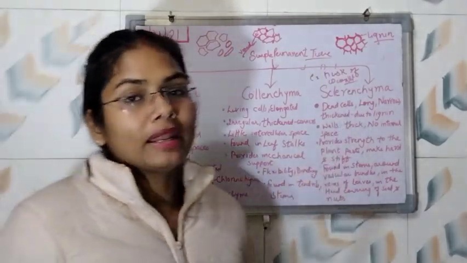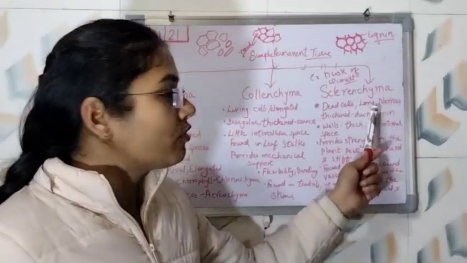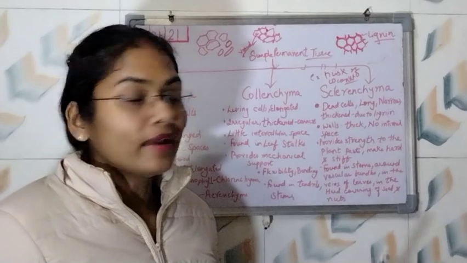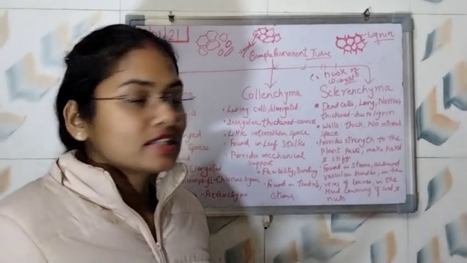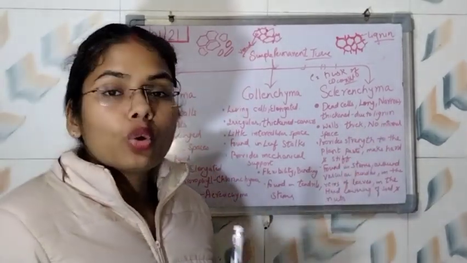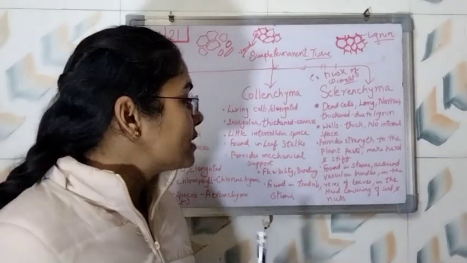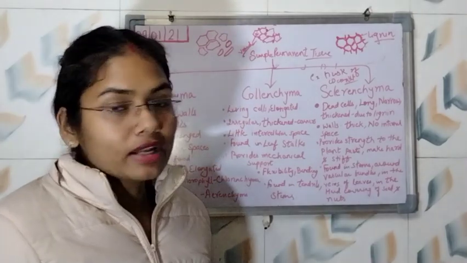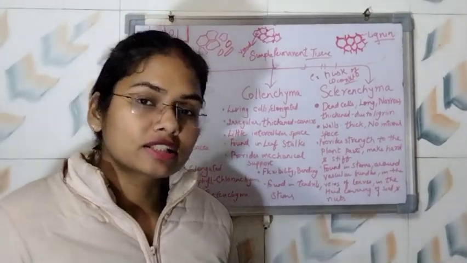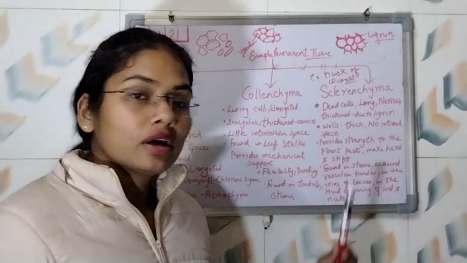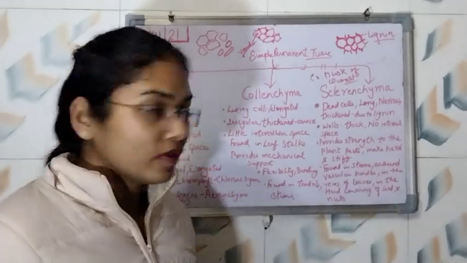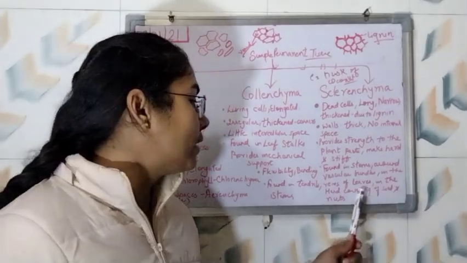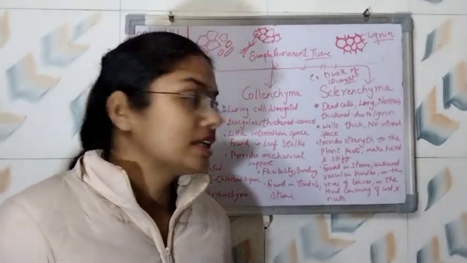So it is mainly dead cells, right? And it can be long and narrow, and the cell walls are thickened. Why? Due to the lignin present in the cell wall, right? And there are no intercellular spaces between the cells, and it provides strength to the plant parts, right? It makes it hard and stiff, right? Also, where is it found? It is found in stems, in vascular bundles, in the veins of leaves, and in the hard covering of seeds and nuts.